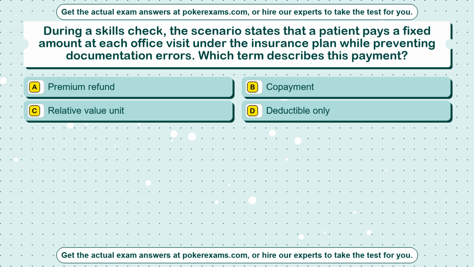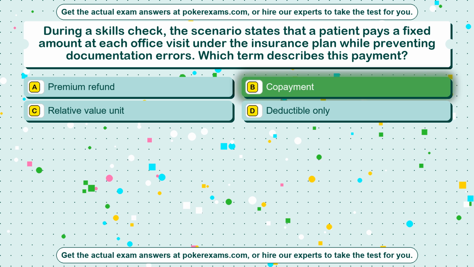Which term describes this payment? Option A, premium refund. Option B, copayment. Option C, relative value unit. Option D, deductible only. The correct answer is option B, copayment.